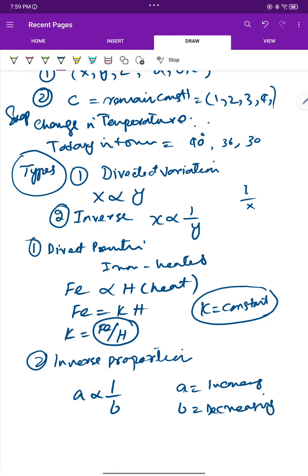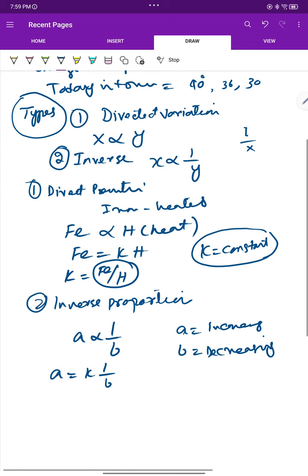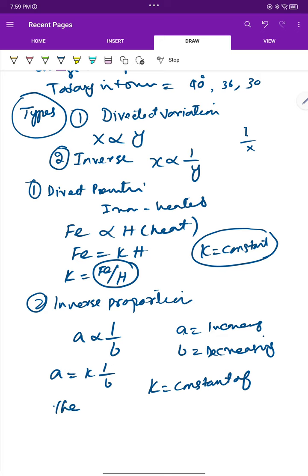A is increasing, so how are you going to do it? You are going to put the constant. So A is equal to constant over B. There is something which is constant, which doesn't change. The quantities change from one form to another, but there is something that's constant. So that's called the constant of the relation. K is called the constant of the relation.